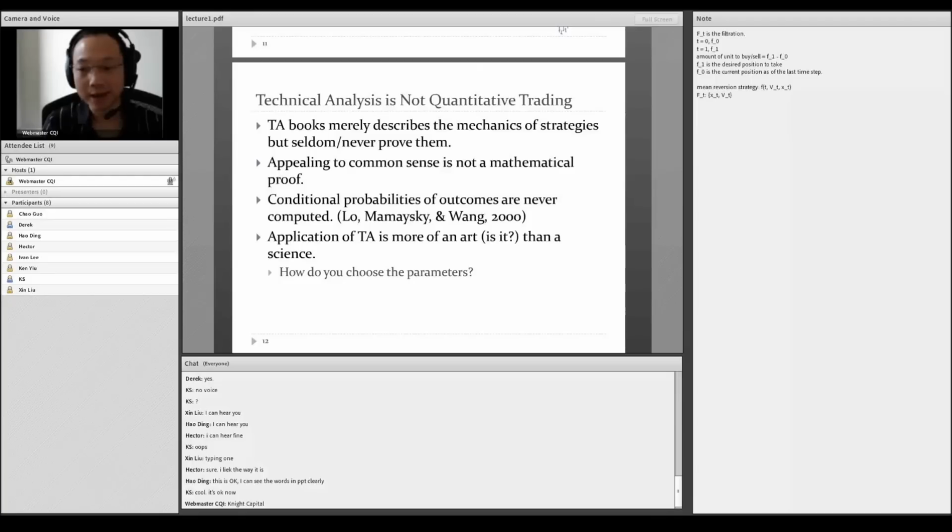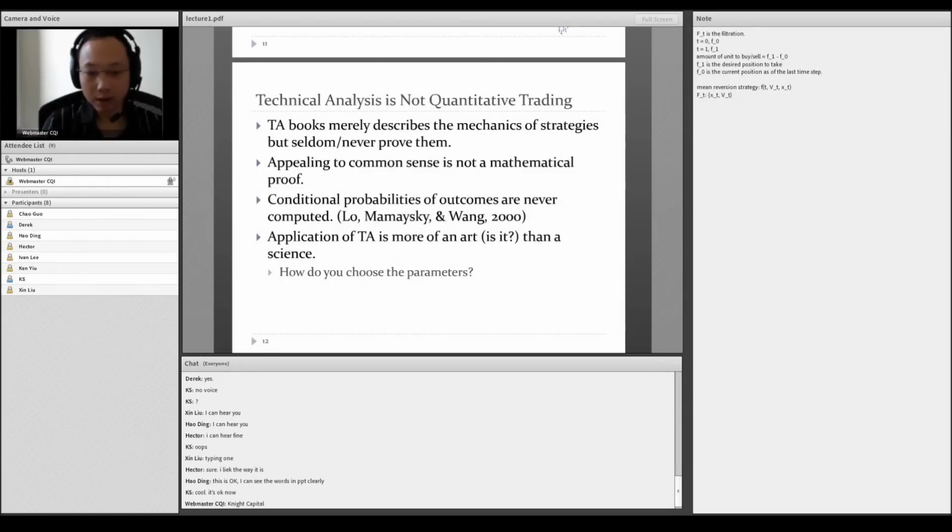Now, we mentioned this moving average crossover strategy: when things start to go up, you buy, otherwise you sell. This makes sense. It appeals to common sense, but appealing to common sense or making sense is not a mathematical proof. Many things make sense, but they could be wrong. For example, the earth is flat makes a lot of sense to me. Then the world is round, but it's not true. So making sense is not a mathematical proof.